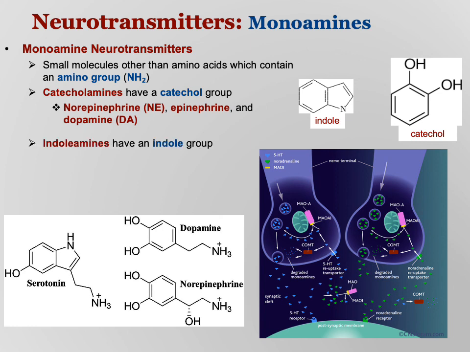Then there are indolamines. They have an indole group. See in the upper right that indole group. Again, it's a chemical grouping, but it seems to have an effect on what these neurotransmitters do. All the catecholamines have similar functions. They have a catechol group. All the indolamines likewise seem to do similar kinds of things. They have this indole group.